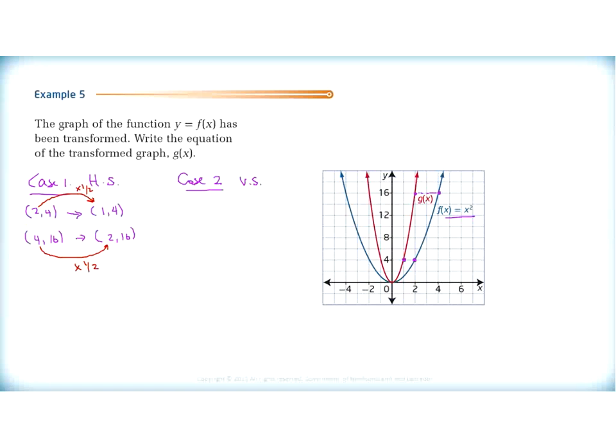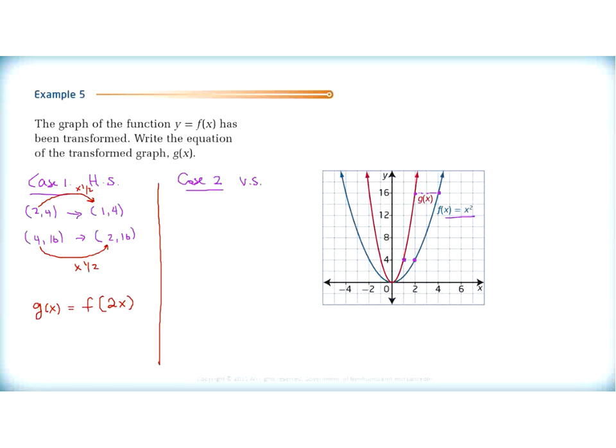That's one scenario. Case 1 is a horizontal stretch of 1/2. Let's write the equation with a horizontal stretch of 1/2. The g of x equals the f of 2x. That's a horizontal stretch of 1/2. Case 2, let's consider a vertical stretch.